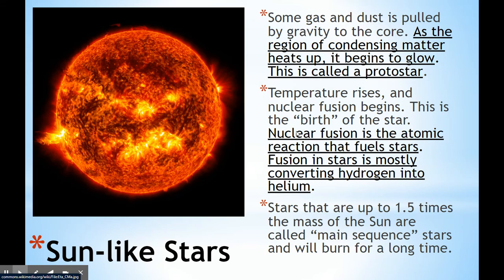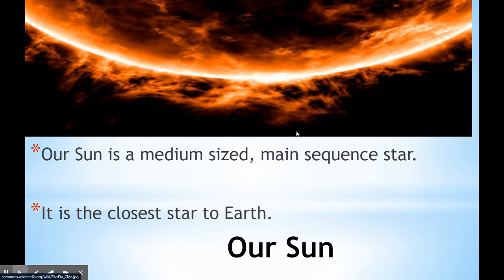Some gas and dust is pulled by gravity into the core. As the region of condensing matter heats up, it begins to glow. This is called a protostar. Temperature rises, nuclear fusion begins, and this is the actual birth of the star. Again, nuclear fusion is the atomic reaction that fuels stars. It's mostly converting hydrogen into helium. Stars that are up to 1.5 times the mass of our sun are called main sequence stars and will burn for a very long time. Of course, our sun is a medium-sized main sequence star, and it is the closest star to us here on Earth.